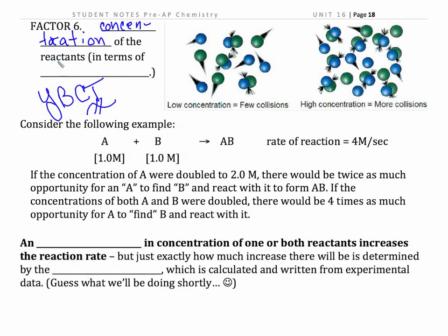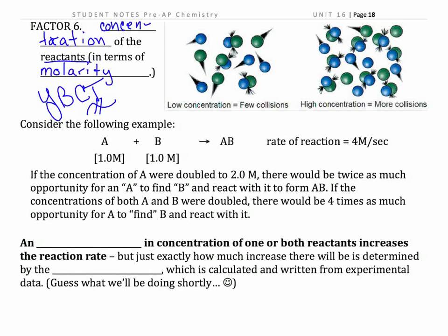Now, this is in terms of the reactants only. In real life, products can show up, but we're not going to be seeing that at all. For now, we're introducing it as the effect that varying reactants can have on the rate of a reaction. And we're only going to be using molarity, so we're going to discuss this in terms of moles per liter.